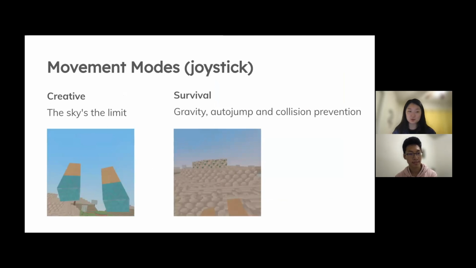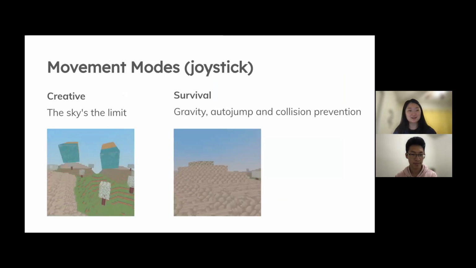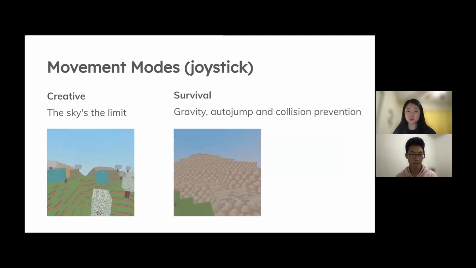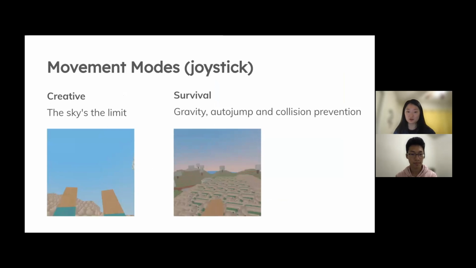Additionally, we have two different movement modes. We have creative mode, which allows flying and where the sky is the limit. And we have survival mode, where gravity, auto jump, and collision prevention are all implemented.